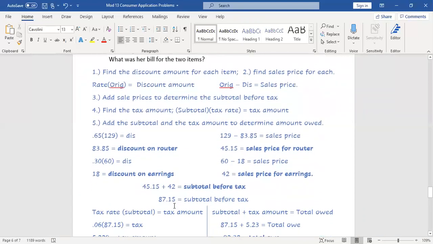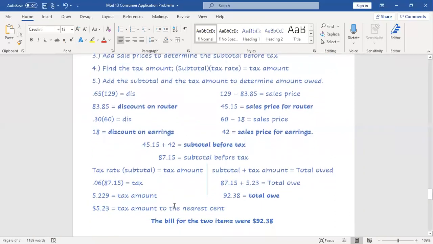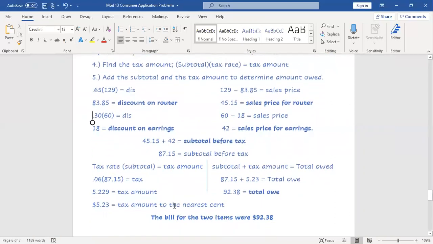Now I'm going to have to figure out my tax amount. Well, it said that the tax rate was 6%. So I write that as 0.06 times the subtotal, which is $87.15. That gives me my tax amount. When I put that on my calculator, I have to round that to the nearest cent. So that really becomes $5.23. I add that amount to the subtotal, and I get a total of $93.38, which is the bill for the two items.